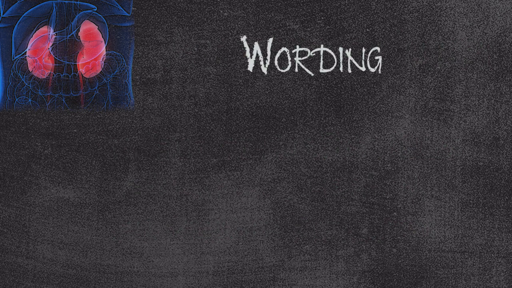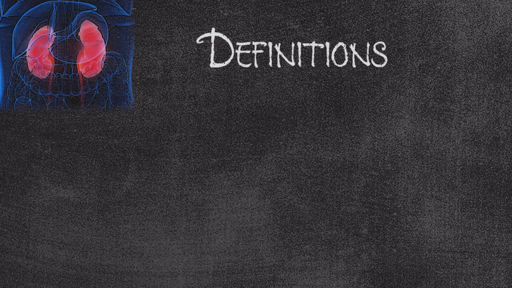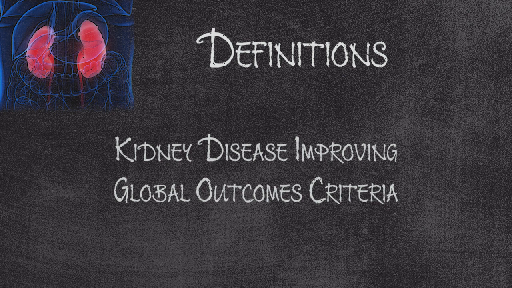The second tip has to do with the wording acute renal insufficiency. Acute renal insufficiency is considered nonspecific by the coders, and if you use that terminology, it will result in a query. The third point is about definitions. The definition we use in our tip sheet is the Kidney Disease Improving Global Outcomes criteria, and it's good criteria, but there are other criteria, including RIFLE and AKIN, and the criteria you use is really up to you, and they all work just fine.